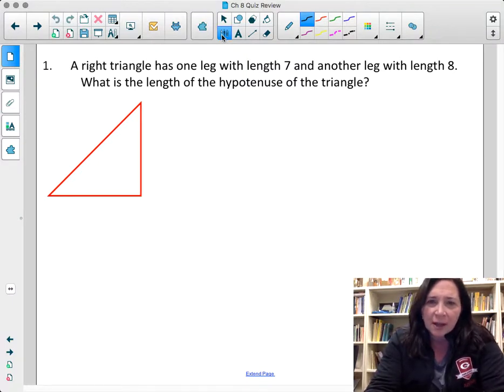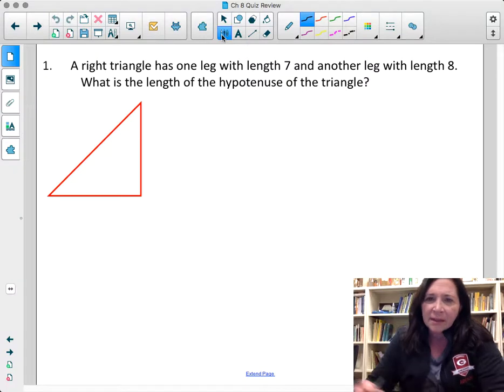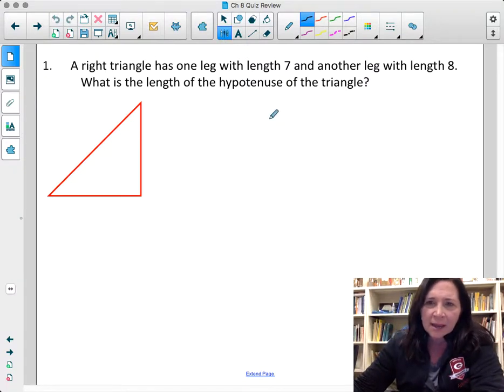A right triangle has one leg with length of 7 and another leg of 8. So we're assuming this is a right triangle, so I'm going to draw in the little right angle here. One length is 7 and the other length is 8. What is the length of the hypotenuse?